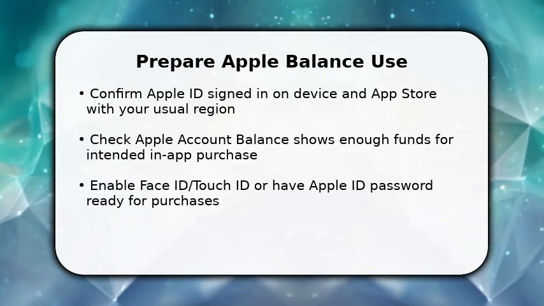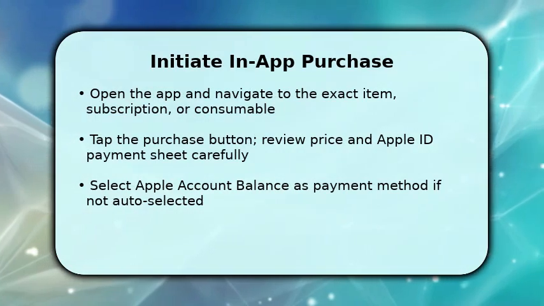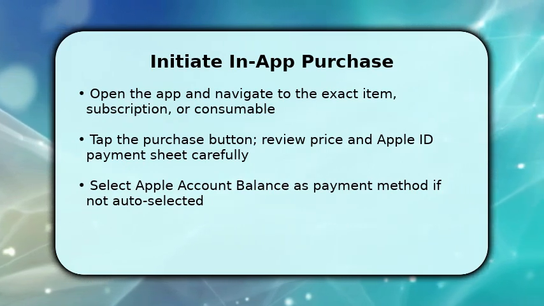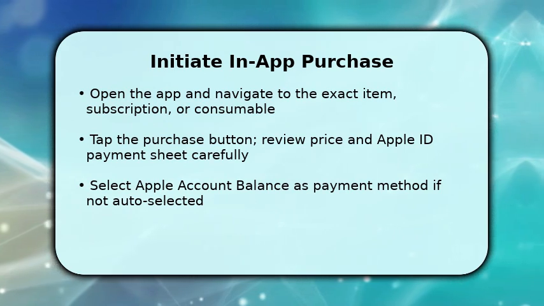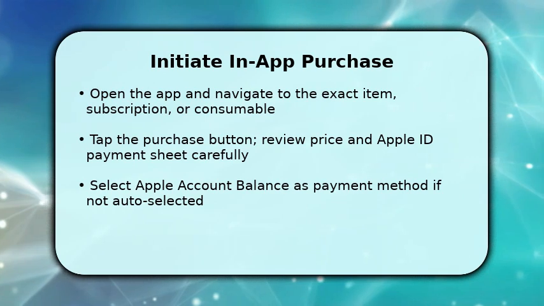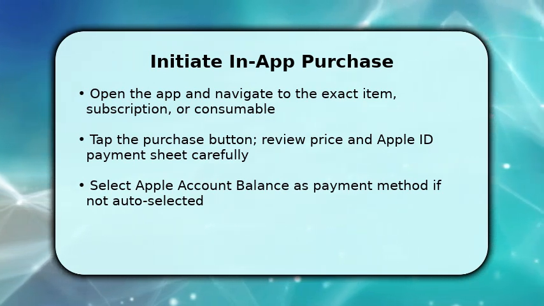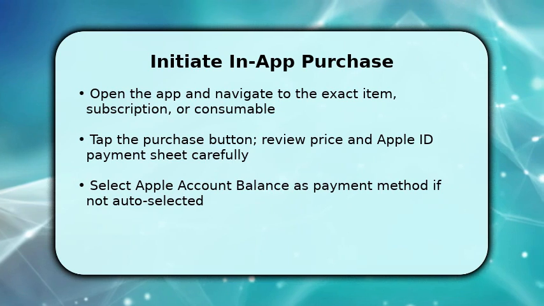unlockable feature. You tap the in-app item and trigger the App Store purchase sheet. This is where the process actually uses your balance. Once the sheet appears, inspect the price and the listed payment method. Apple selects balance automatically when sufficient, but you can tap payment options to choose it manually. After selecting balance, authenticate with Face ID, Touch ID, or your password.